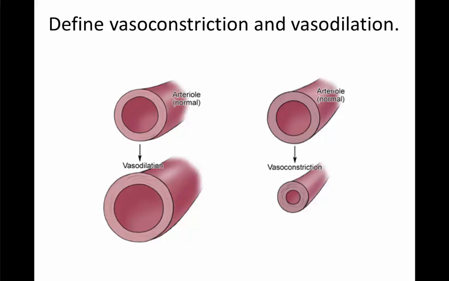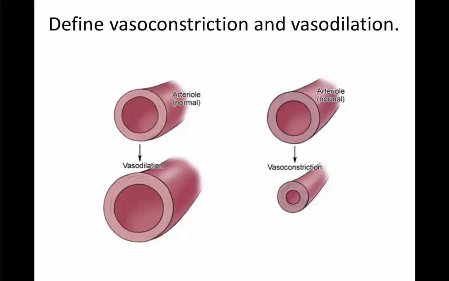A second way this is important is that our body can control what parts of our body more or less blood is flowing to. If we need more blood in a certain area relative to another, we can have vasodilation. If we need less blood in an area relative to another, we can have vasoconstriction, closing off how much blood is actually flowing to that area.